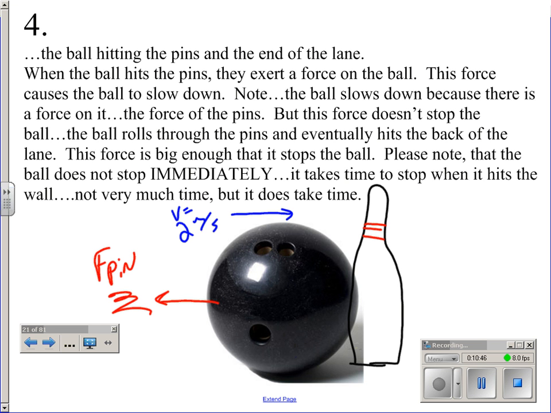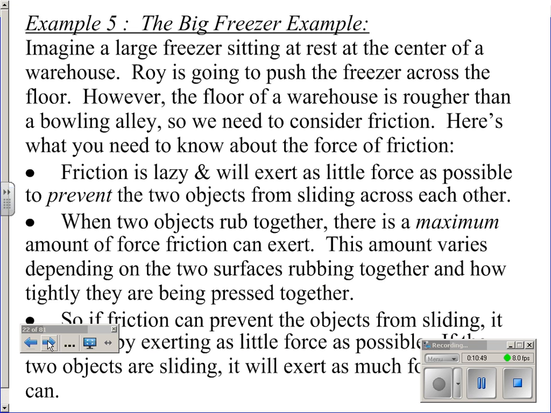All right. So now we need to do an example with friction. So this is the last example. It's probably going to take me more than 5 minutes, but I'll try to keep it as quick as I can. All right, so the big freezer example.